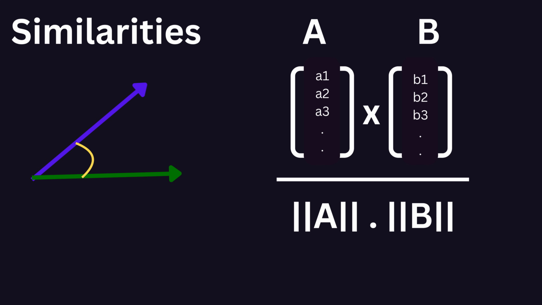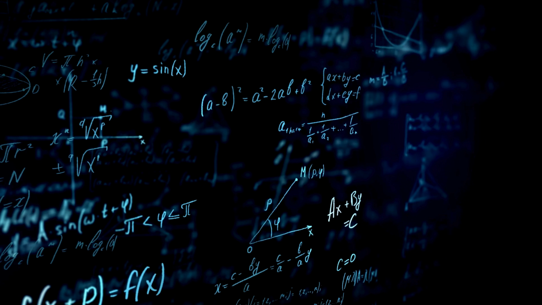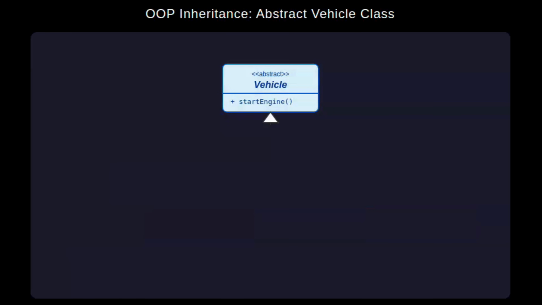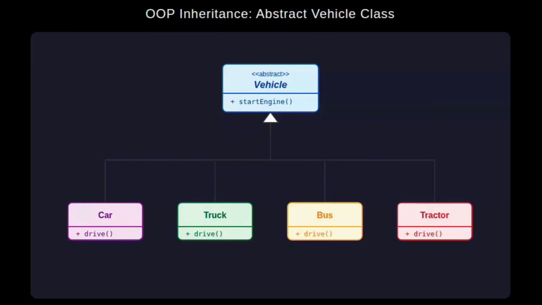This function doesn't know if it's comparing two English sentences, two user purchase histories, or two pixels on a screen. That is the magic of abstracting math into an interface. And this is the strong point of developers. Do you remember when you created an abstract class called Vehicle to represent cars, trucks, buses, tractors, etc.?